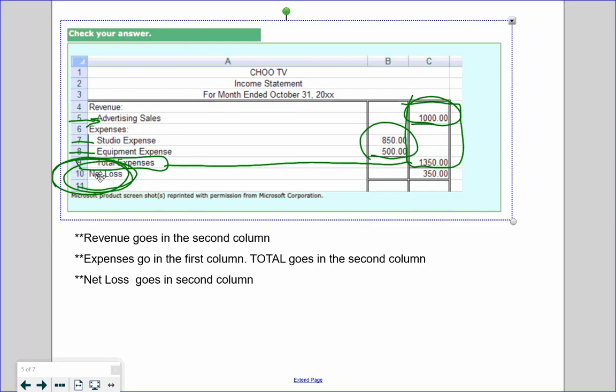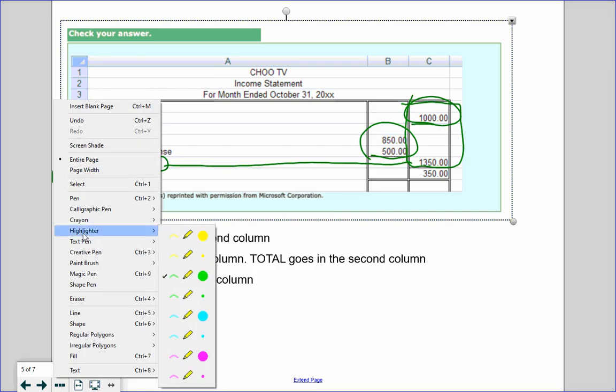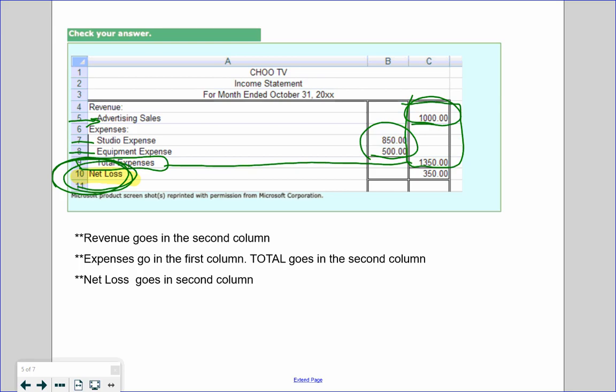So the only thing that changes from net income to net loss is this word right here. So if revenue is bigger than expenses, you write net income. If revenue is smaller than expenses, you write net loss. But the columns that you're putting the numbers in is the exact same for both examples.